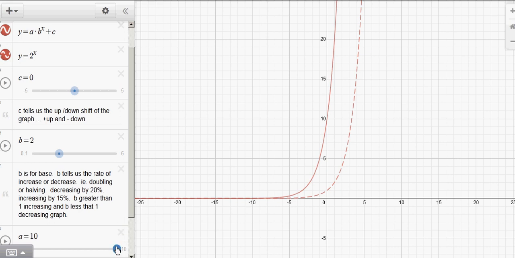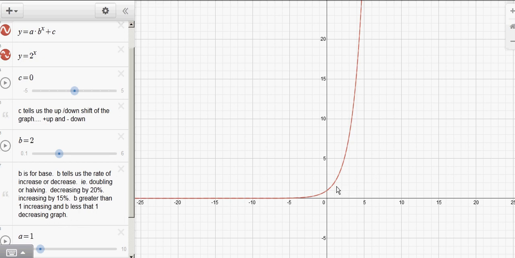If we go back down to 5, it's starting at 5. And as we get smaller again, down to 1, it's starting at 1. And if we get even smaller, it'll start at a lower value as we go along. So A is basically giving us an interpretation of what we're starting with.